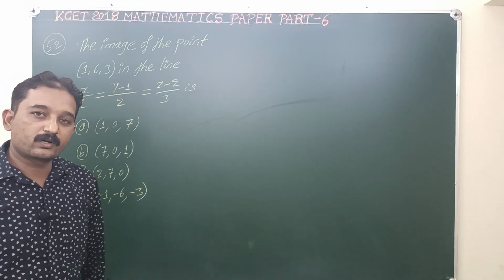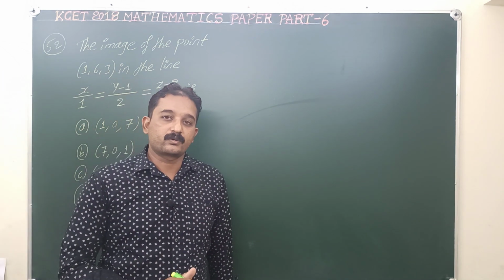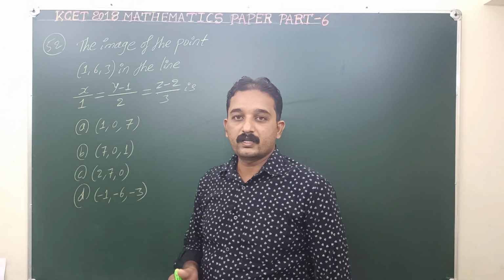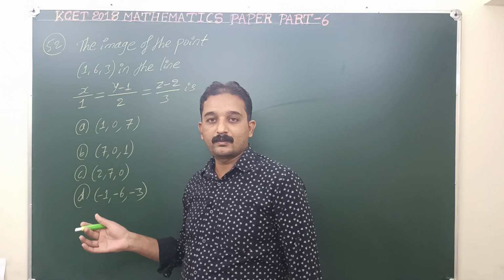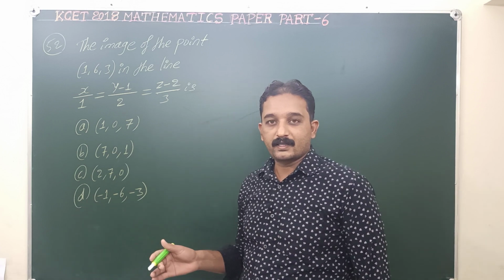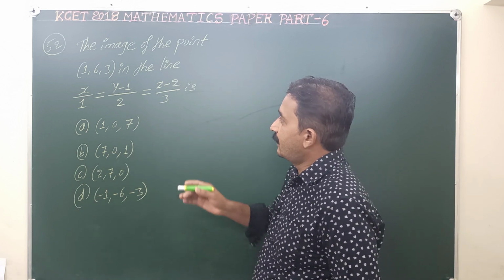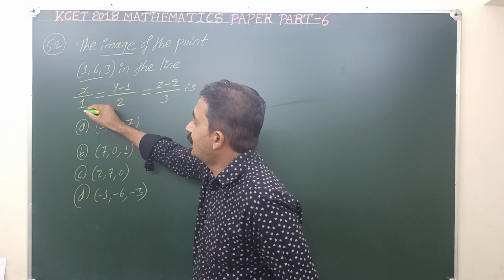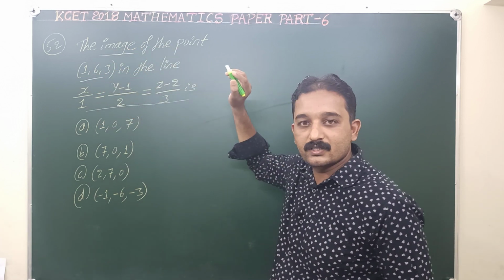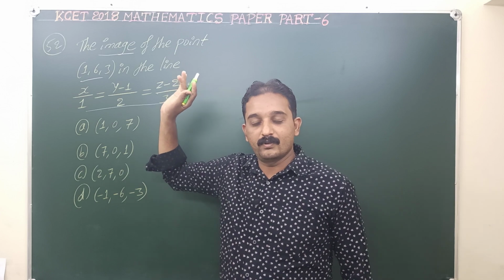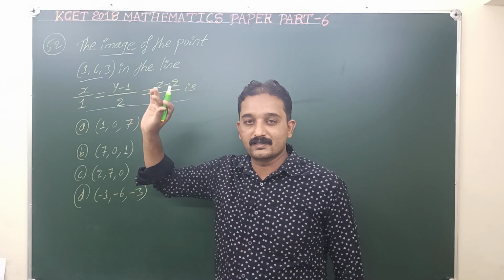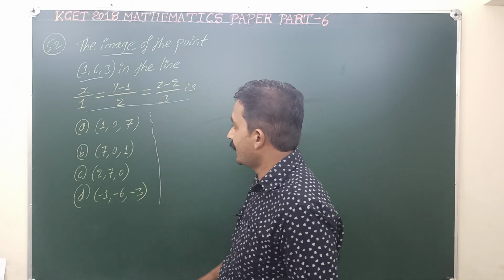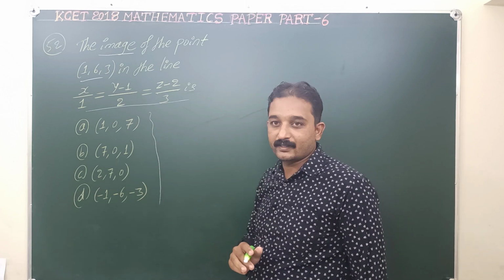Now let us move on to question number 52. This question is based on the chapter 3D, which belongs to the second year. Usually they ask 5 or 6 questions on this chapter in KCET. Let us take the first question: we have to find the image of this point with respect to the line. I am not solving this question by the usual method, using the formula, because this is a lengthy process. Here the options are weak, so directly we can find the answer by using a shortcut method.